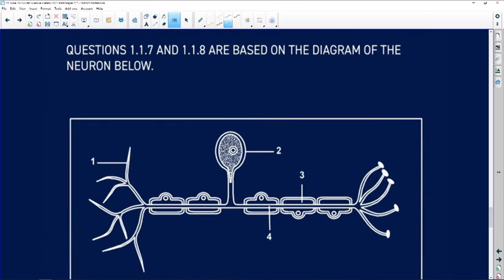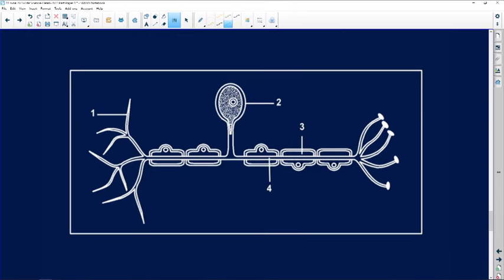And now, still a multiple choice question. We read that 2 of the questions that follow are based on this diagram of this neuron. Let's not even look at the questions. Let's first interrogate this diagram. What are we looking at? We're looking at a neuron. What kind of neuron are we looking at?